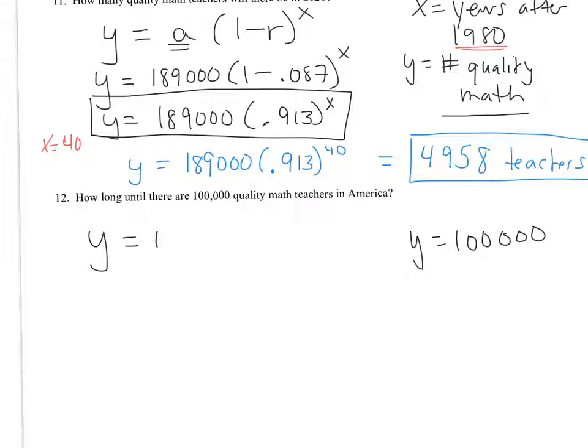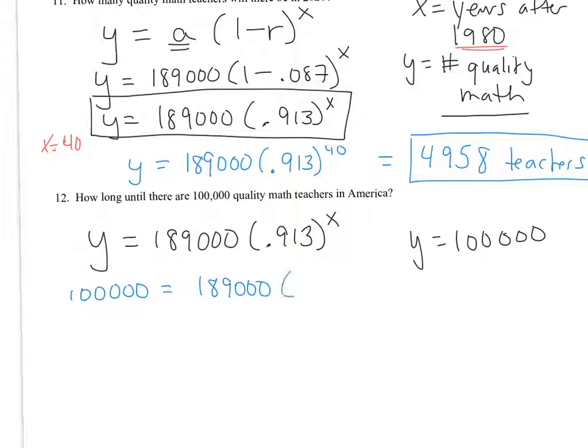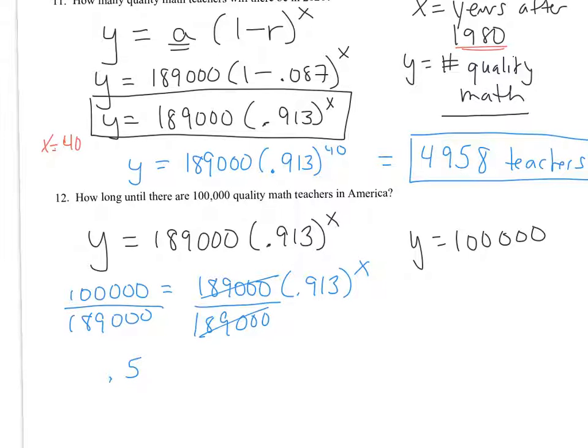Now remember from above, the relationship here is Y equals 189,000 times 0.913 to the X. So I'm just going to plug in 100,000 for Y. So 100,000 equals 189,000 times 0.913 to the X. I would divide both sides by 189,000, very similar to the problems we've done before. So 100,000 divided by 189,000 is 0.53 if we go to 2 decimals. So that's 0.53 equals 0.913 to the X.